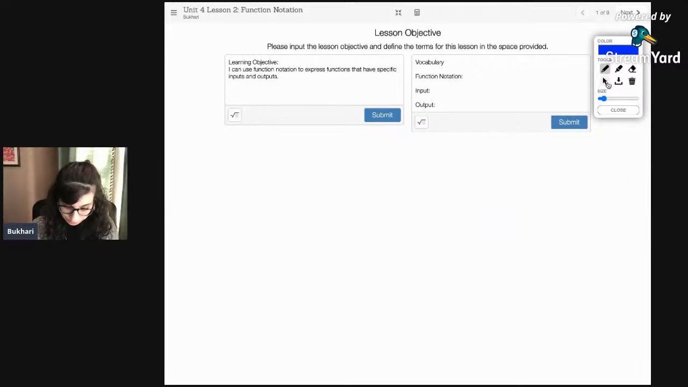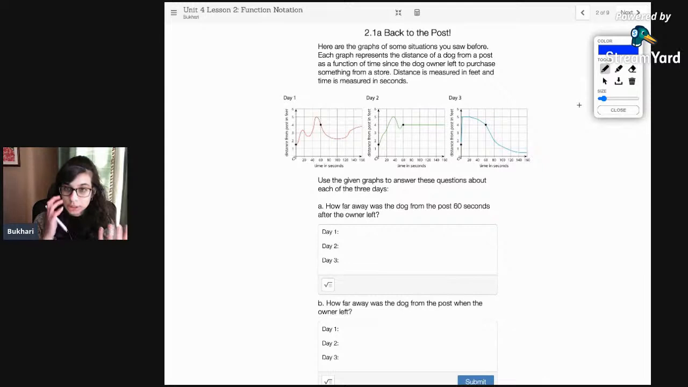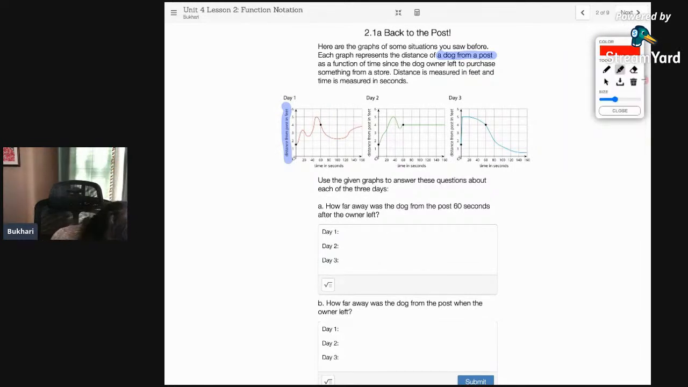And so with the first activity, these graphs should look familiar. You actually were working on them yesterday when you had day 1, day 2, or day 3. Here is one example of the distance of the dog from a post as a function of time, right? Distance is our output, right? The distance from the post in feet is our output value, and we have our input value of our time in seconds, right? Each time, as the time gets inputted in, it lets me know how far we are away from our post.